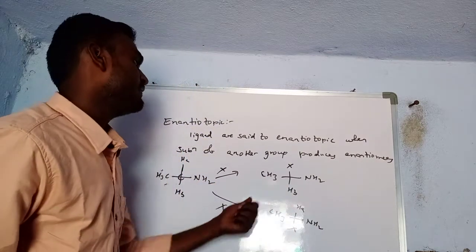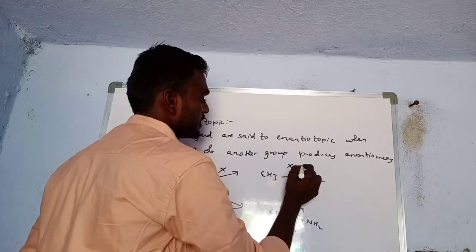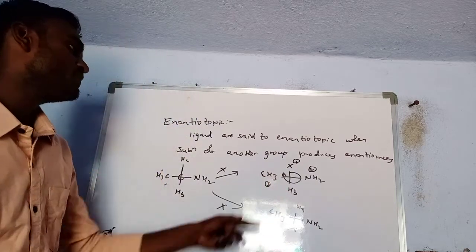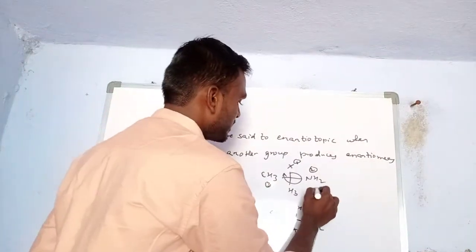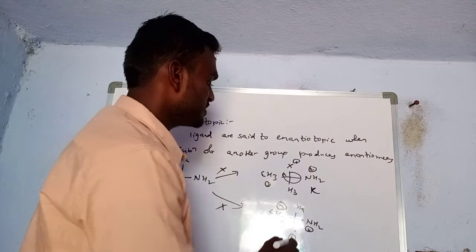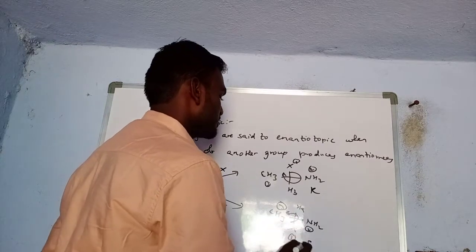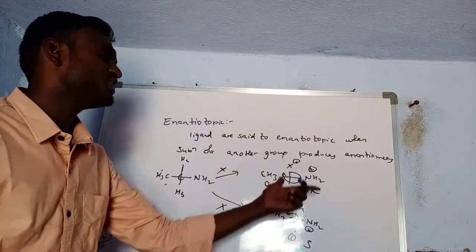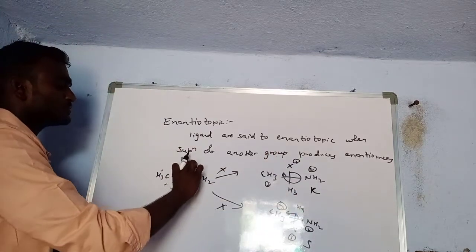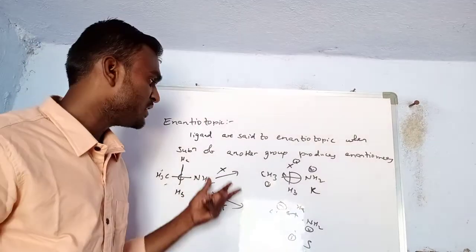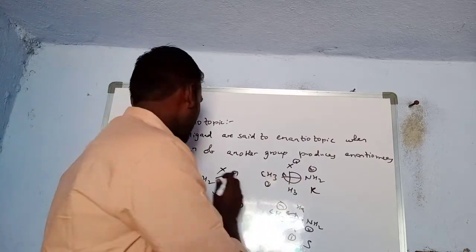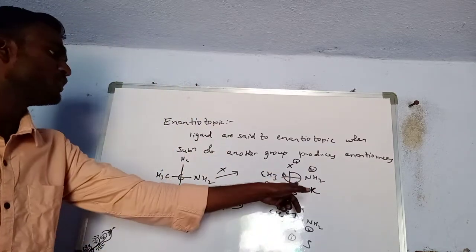See here, if we take the priorities like this, halogen 1, 2 and 3 in the clockwise direction, with the fourth priority group in the vertical line, it is an R configuration. In a similar way, if you take the priorities 1, 2, 3 in the anti-clockwise direction, it is an S configuration, so it will produce the enantiomers. Whenever enantiomers are produced, these two groups, HA and HB, are said to be enantiotopic ligands, and for enantiotopic ligands, they will produce the chiral center.